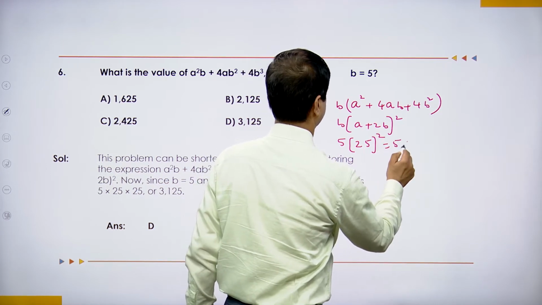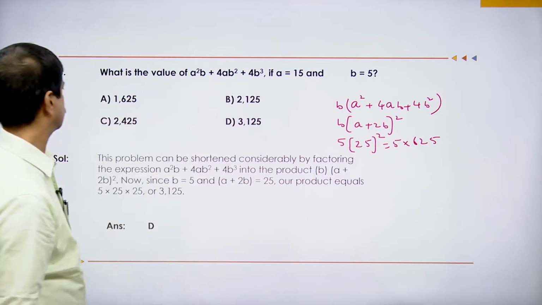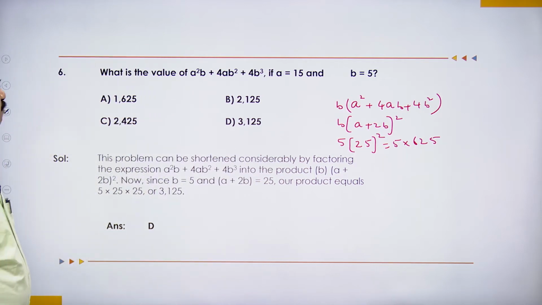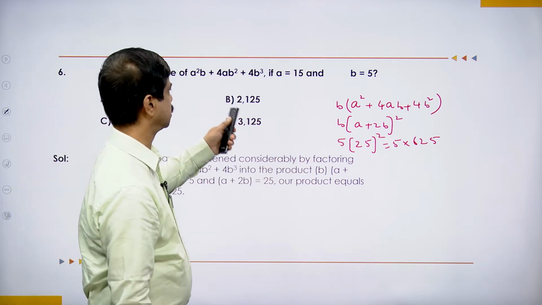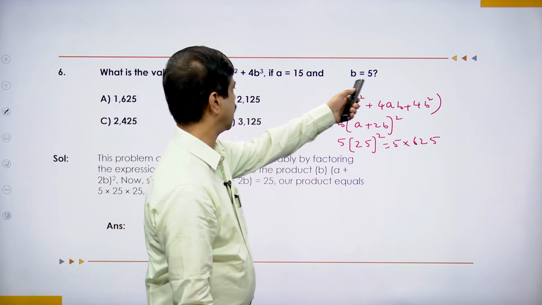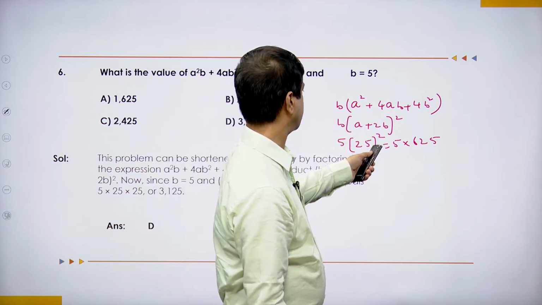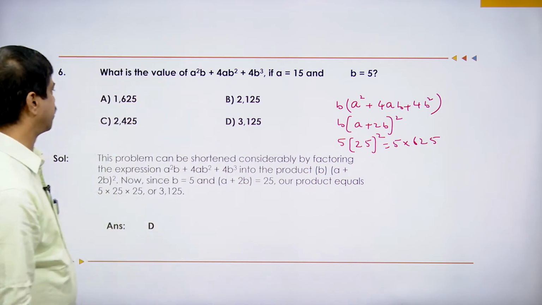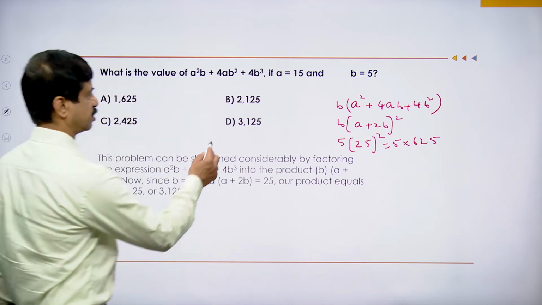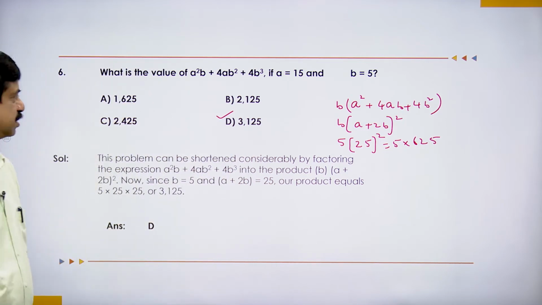So this is 5 into 625. This is very, very important. He is asking to find out this. A is 15 and B is 5. So 15 plus 10, 25 squared, into B which is 5. So 5 into 625. So you should find out the value. So this is 3125, right? So please note it quick.